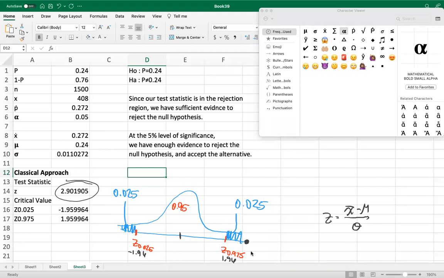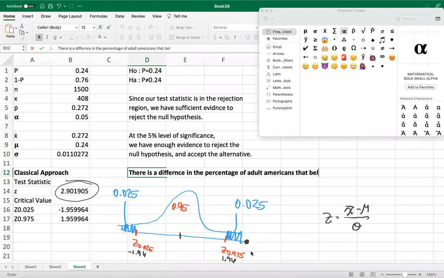So we would end it by saying there is a difference in the percentage of adult Americans that believe that raising a girl is easier. And you could just state it as that.